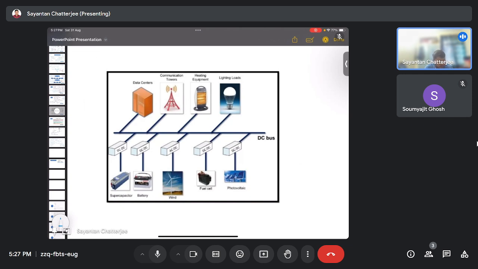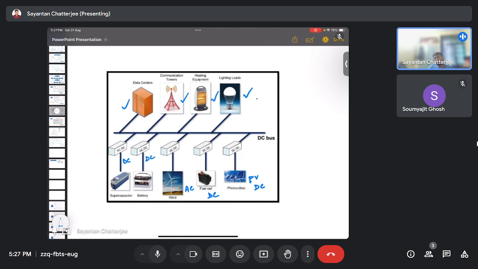And the advantage is that photovoltaic cells, PV, generate in DC. Fuel cell we have DC. Wind we have AC, for this we need to convert, but battery we again have DC. Supercapacitor we again have DC. So out of these five types, we can observe that loads, lighting loads, heating loads, communication towers, data centers, all these loads are also DC.